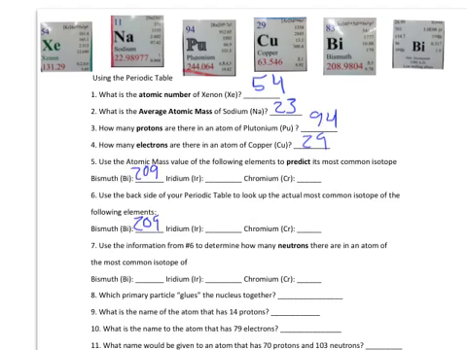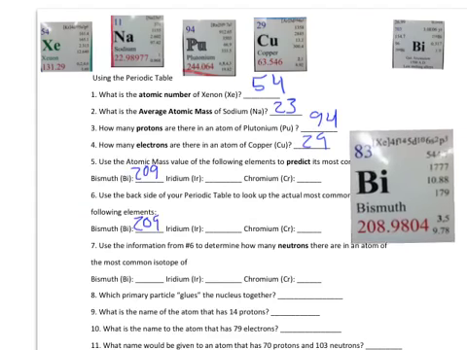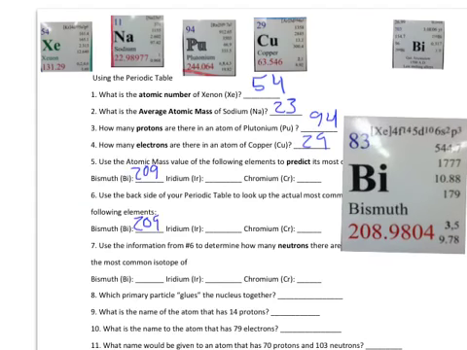Okay, now let's see what we have here. Use the information from number 6 to determine how many neutrons there are in an atom of the most common isotope. So here's how we're going to do that. We want to know how many neutrons there are. So what we do is this. We're going to take this one here, and we're going to say, well, look at this. We have 209 things. Now the way to look at it is this way here.